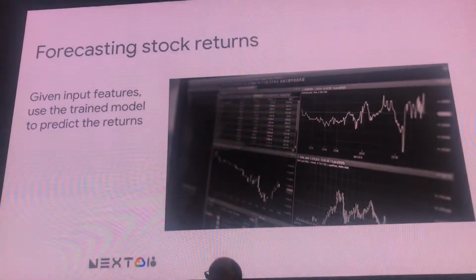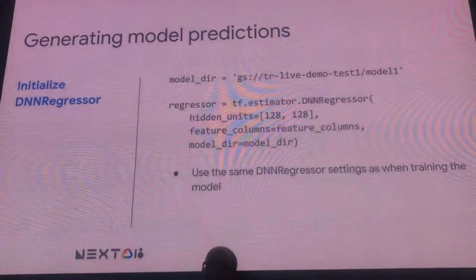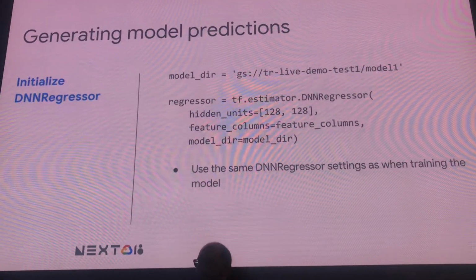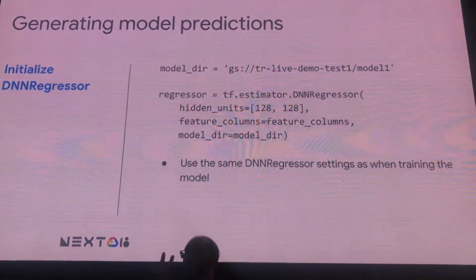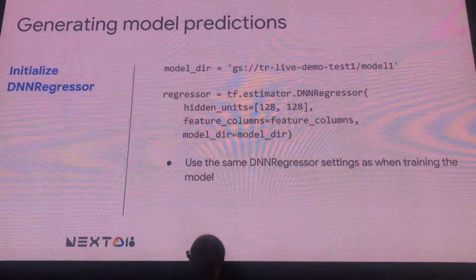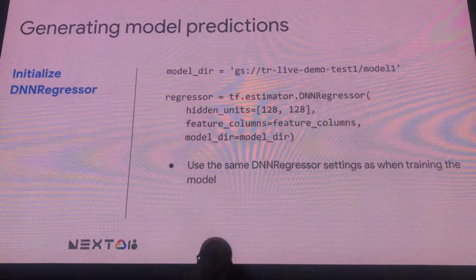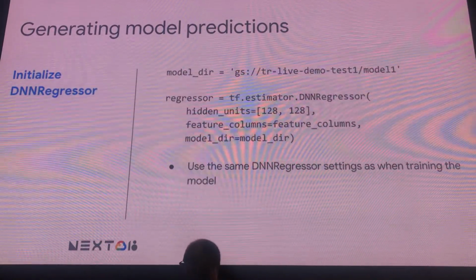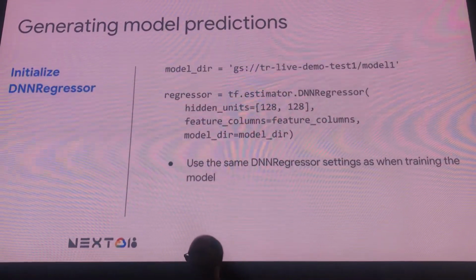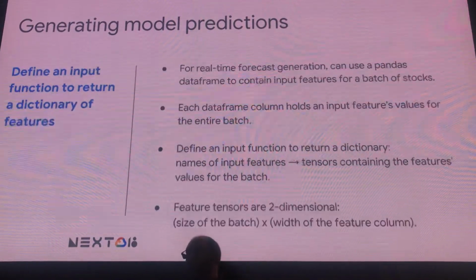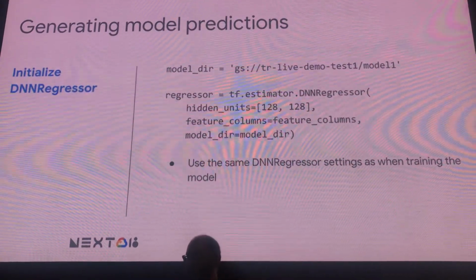Okay, generating forecasts. Once we have the model, how do we generate forecasts? For training, it's convenient to save data into record files. When you want to build forecasts in real time, it may actually be more convenient to store data in pandas data frames in memory than to read from files. I will show how to do it a bit later. So the key is that for generating predictions, you use the same initialization settings as when you were training the model. Same hidden units, same model directory, same feature columns, so that's important.